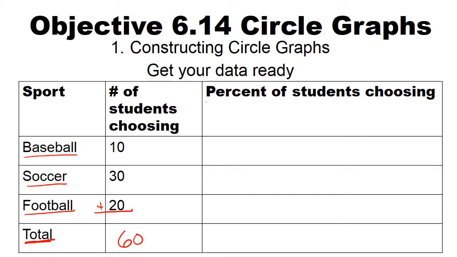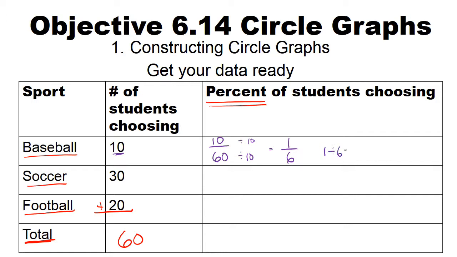Now we need to figure out what percent of the students chose each sport. So we take baseball. Baseball had 10. So 10 over 60 is a fraction. We divide the top and the bottom by 10 to simplify. So the fraction is 1/6. And we can also find our decimal and our percent.